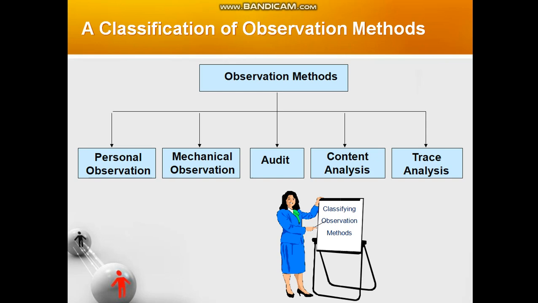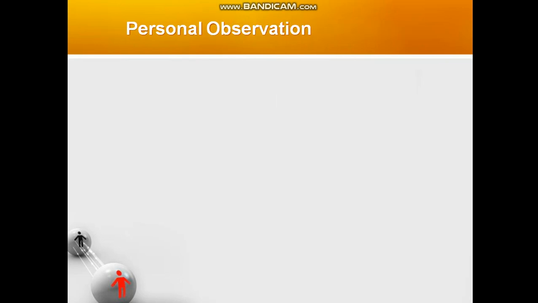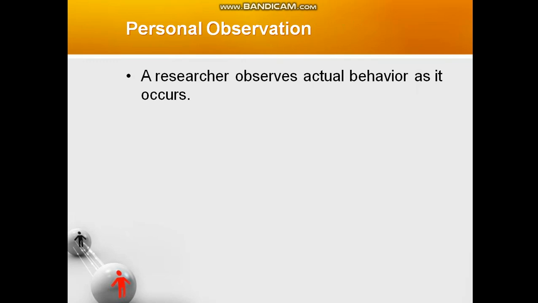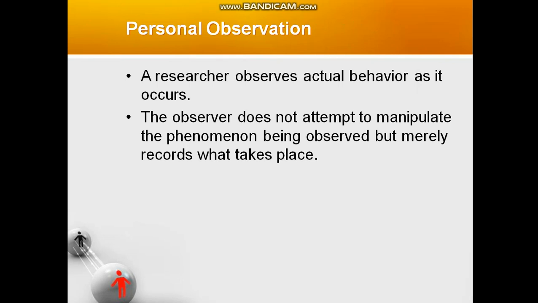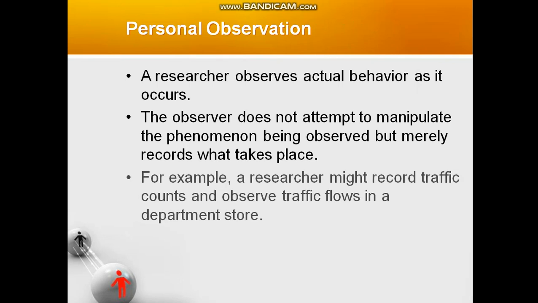Thus, we can see that observation methods can be further divided as personal observation, mechanical observation, audit observation, content analysis, and trace analysis. Personal observation, when a researcher observes actual behavior as it occurs. The observer does not attempt to manipulate the phenomenon being observed, but merely records what takes place. The example of personal observation is a researcher might record a traffic count and observe traffic flows in the department store.